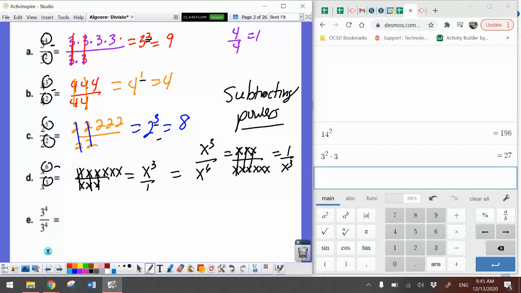Well, what about 4 minus 4? Well, 4 minus 4 is 0, and I know that anything to the 0 power, let's check that over here, 3 to the 0 power is 1.